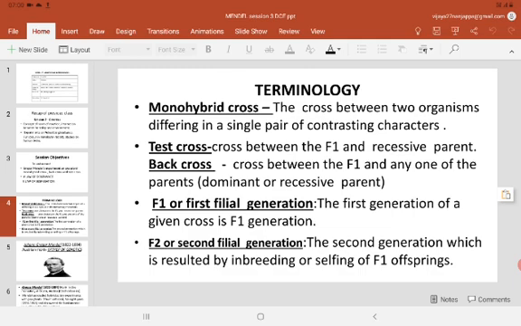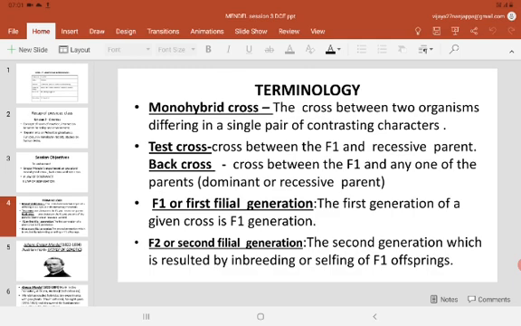Test cross refers to cross between the F1 with the recessive parent. Back cross refers to cross between the F1 and any one of the parents. It may be either the dominant parent or the recessive parent. So there are two back crosses, back cross 1 and back cross 2. F1 or the first filial generation.